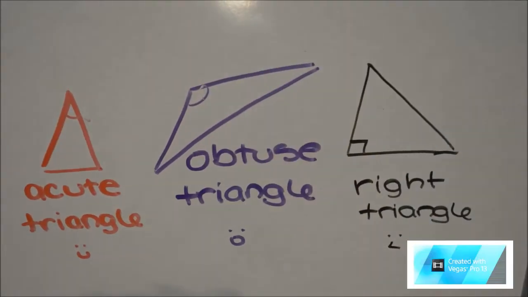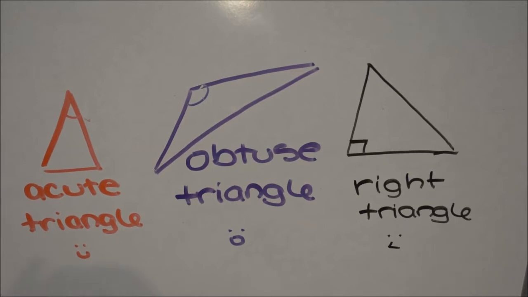Acute has angles that contain an angle measured less than 90 degrees. A right triangle has 1 right angle. The obtuse has 1 angle that is greater than 90 degrees, while the equiangular has all 3 congruent angles.